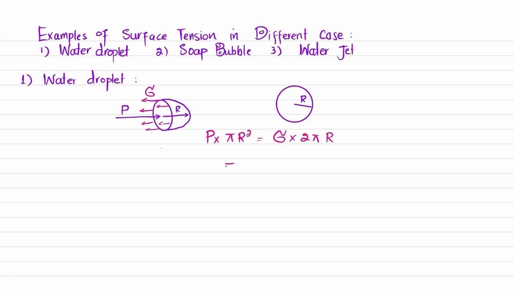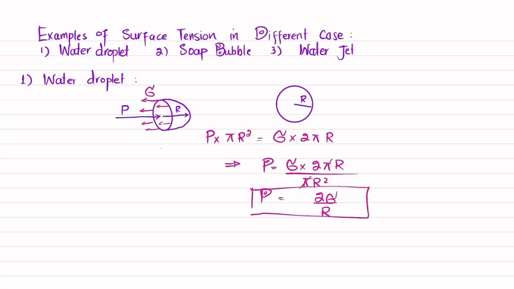So from here we will find the internal pressure P required to maintain this spherical shape: P equals sigma times 2 pi r over pi r square. Pi will cancel and r will cancel, and we will get 2 sigma over r, clear. And this is the inside pressure that is needed in order to maintain this spherical shape of the water droplet. So if you know the surface tension and radius of the droplet, you can find the internal pressure for the droplet to maintain its shape.